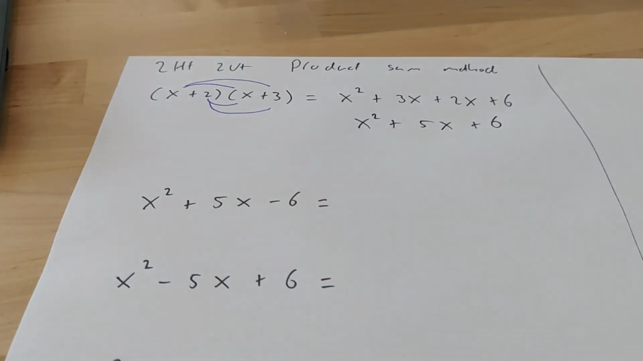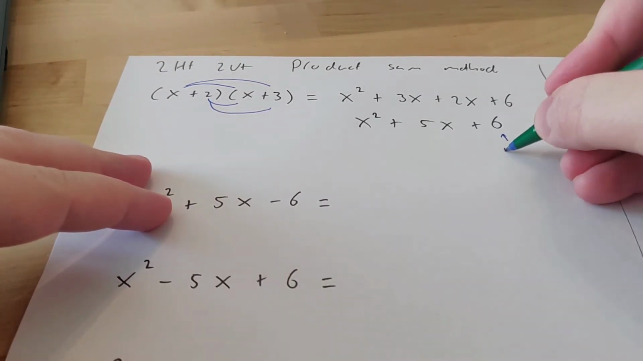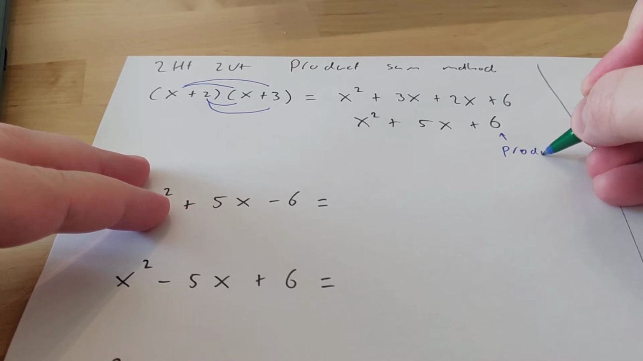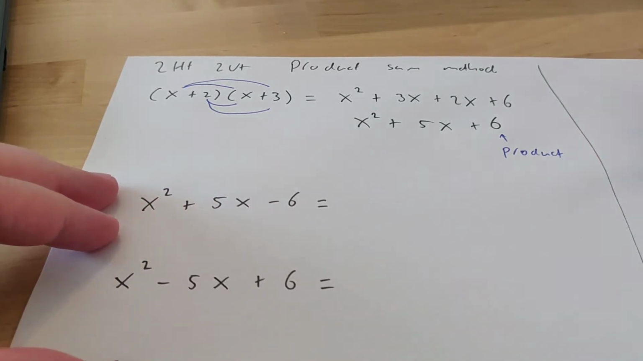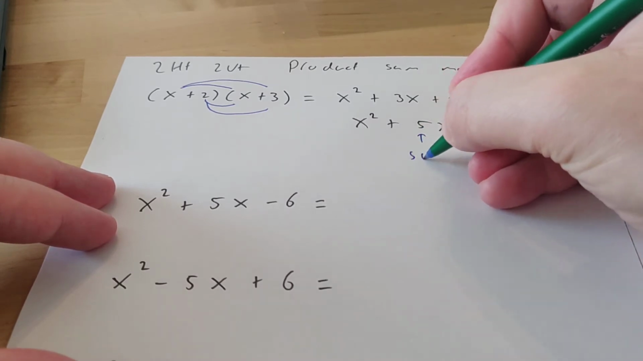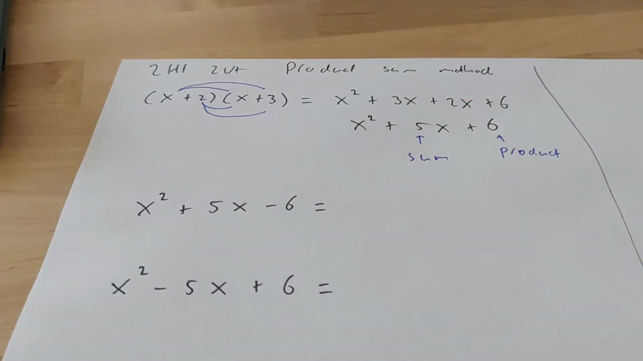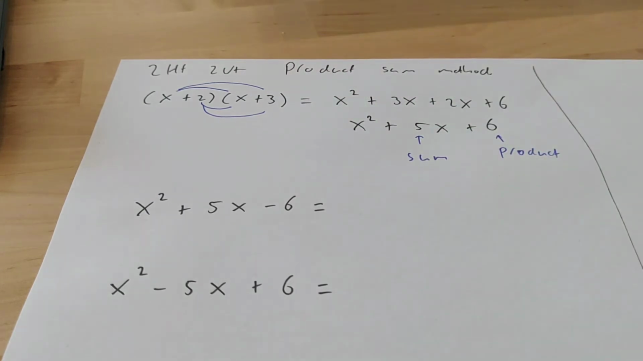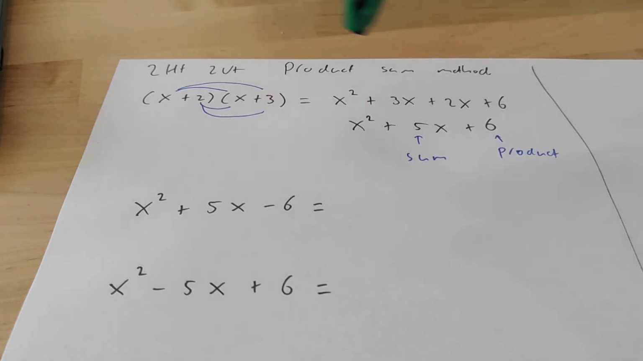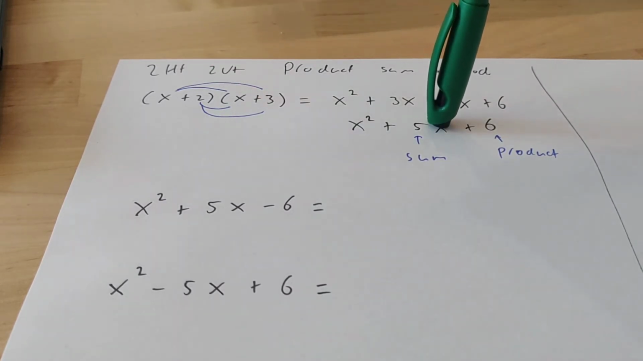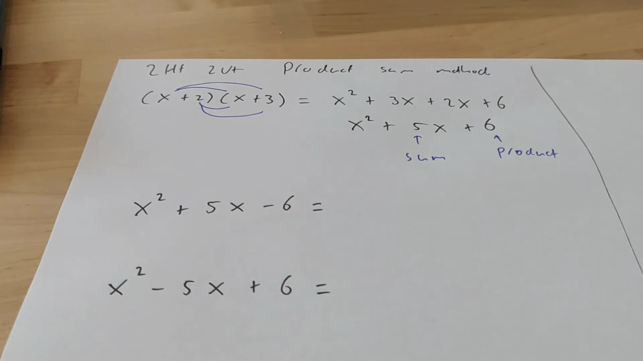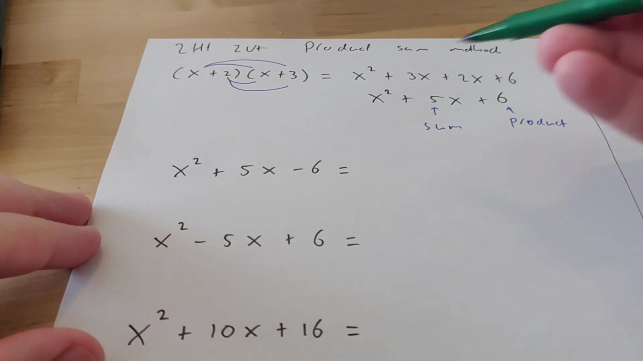Now one thing that hopefully you'll notice here is that the 6, this number, is the product of 2 and 3. Product means times. If you do 2 times 3, you get 6. 5 is the sum. Sum means plus, so when you add these two numbers, you get 5. Now with the product sum method, we have to do this in reverse. So we don't have the brackets, you only get that, and then you need to work out, okay, what's in the brackets.